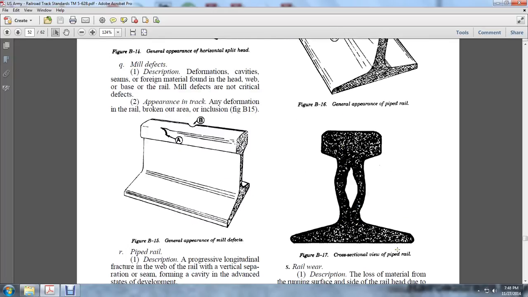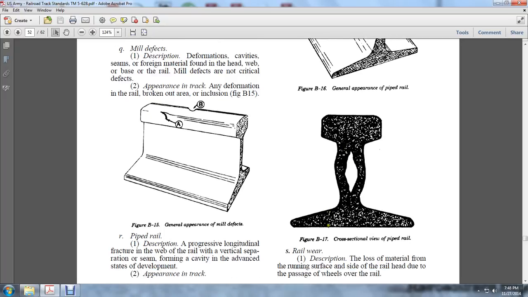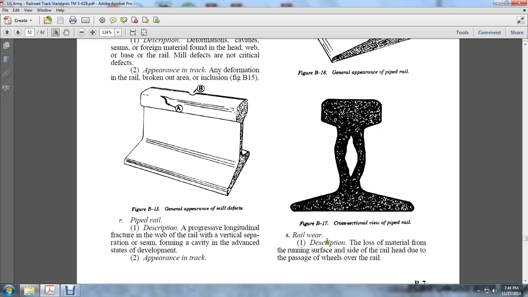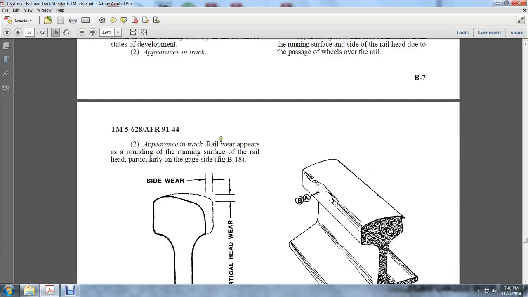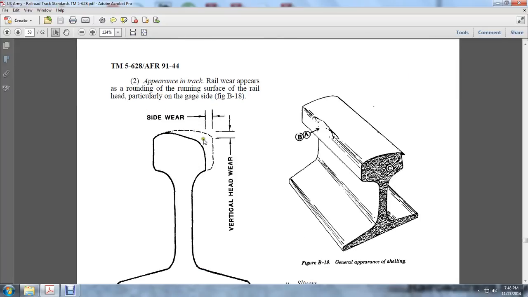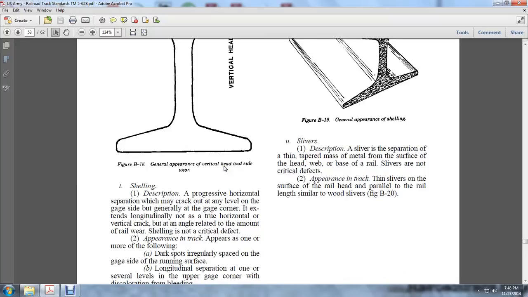B16 cross-section view of the pipe rail. It's bending in the middle of the rail web. Description: loss of material on the running surface side of the railhead due to the passage of wheels over the rail. Appearance in the track: the rail appears to have a rounded surface, particularly on the gauge side. Side wear, vertical head wear, shelling.